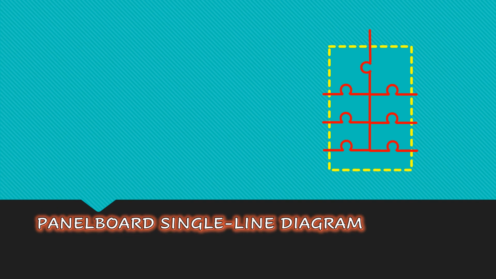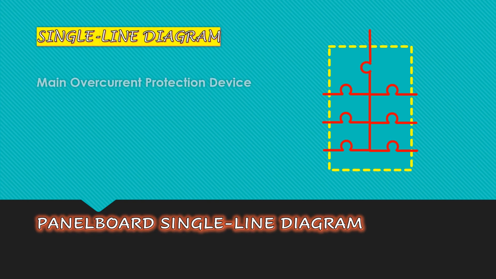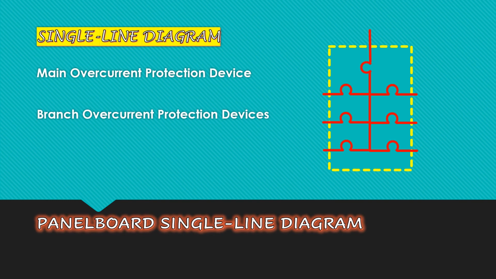So this is the panel board single line diagram. As you can see, this is the main overcurrent protection device and the branch circuit protection devices. The main is always on the top. In the diagram, it is always on the top and it is feeding the branch circuits. Also, it is protecting all of these branch circuits. And branch overcurrent protection devices are protection devices for each branch circuit.